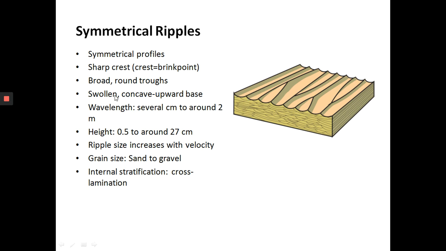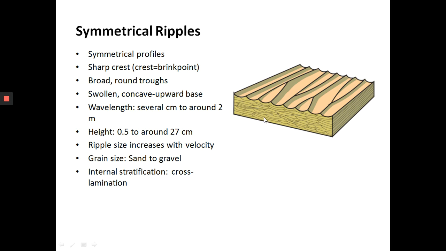Now, sedimentary ripples have swollen concave upward bases because of the circular motion of water molecules. The wavelength ranges from several centimeters to around 2 meters. So there's a large range in terms of sizes of these sedimentary ripples. Okay. Heights of sedimentary ripples range between 0.5 to around 27 centimeters. Ripple size increases with velocity. You get bigger ripples with faster moving waves. And the grain size ranges from sand to gravel.